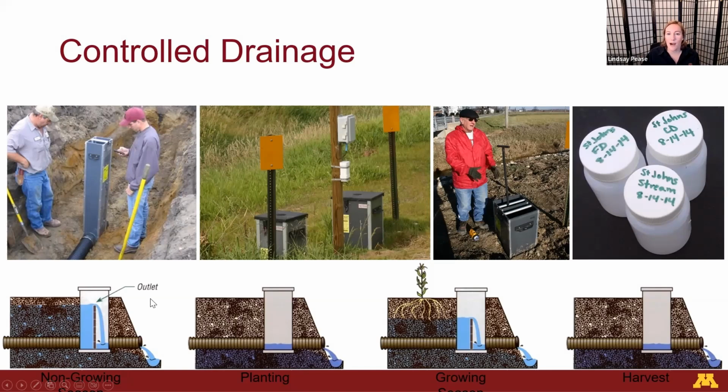And so these boxes, these control structures, you can use to almost act as a dam at the outlet of the drainage pipe. It doesn't fully shut it off, but it just kind of stacks on top of it. And you can hold back water during times of the year when you need it.